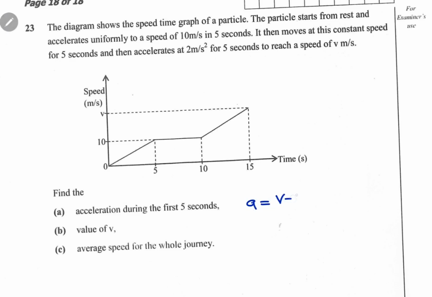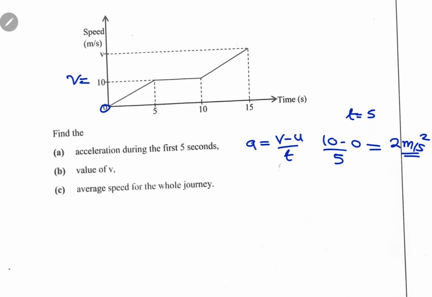So acceleration is equal to final minus initial, divided by time. The time has already been given in the first 5 seconds, so the time is equal to 5. Starting from rest, the initial is 0 and the final is equal to 10. So 10 minus 0, divided by 5, and this gives us 2 meters per second squared. So that's the answer.